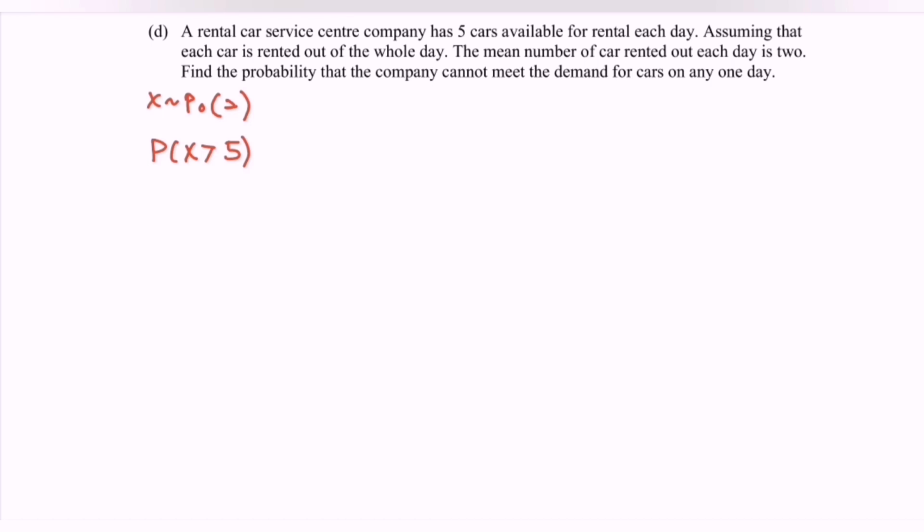So based on the situation, it is a discrete variable, so what we have to do is to modify. So X is greater than or equal to 6. Next, by referring to the statistical table for the Poisson probability, X greater than or equal to 6 for the mean 2, the answer is 0.0166.